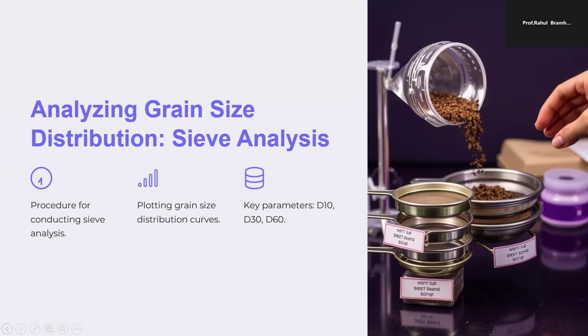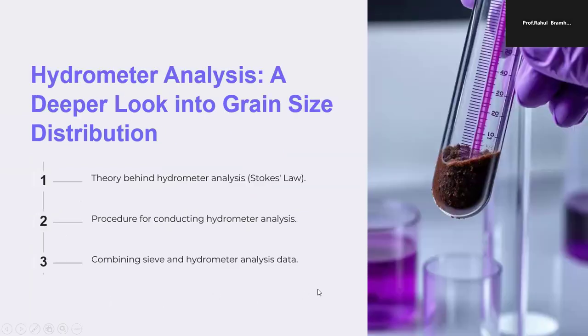Then next is hydrometer analysis. By using hydrometer analysis, we also find the grain size distribution. That is the theory behind hydrometer analysis: Stokes' law is used to find the grain size distribution. Then the procedure for conducting hydrometer analysis, and by combining the sieve analysis and hydrometer analysis data, we find the grain size distribution.